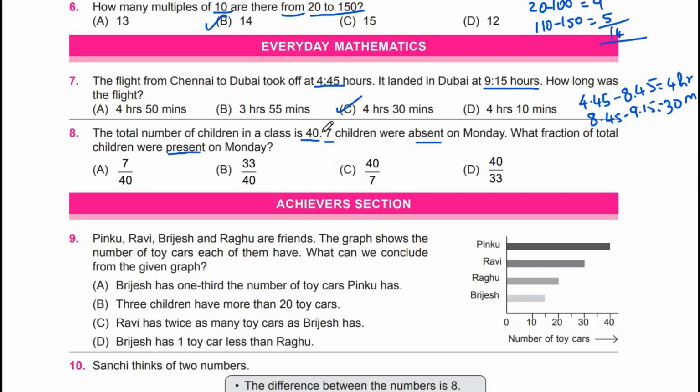So out of 40 students, 7 were absent. So we will remove 7 students who were absent. So we totally have how many students in class? We have 33 students in class. So out of 40 students, 33 are present. So we will write a fraction of 33 out of 40 because they asked you about how many students are present. So our answer is B, which is 33 out of 40.